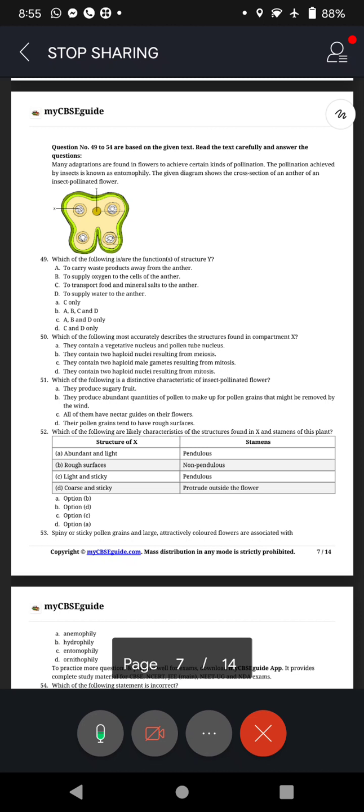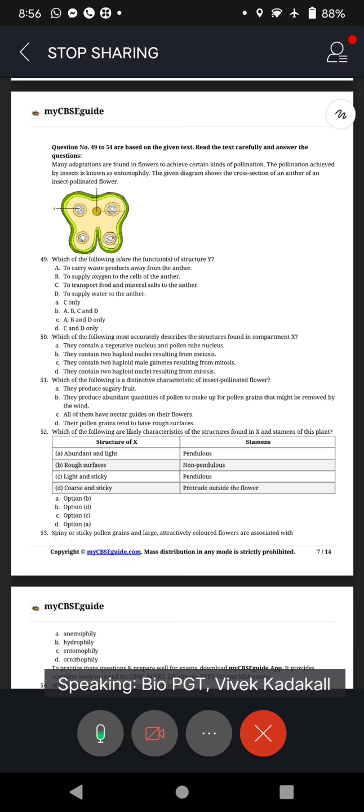Question number 50. Again, answer is D. They contain two haploid nuclei resulting from mitosis. X contains pollen grains, as you are seeing in the diagram. A pollen grain contains two haploid nuclei, haploid n number, resulting from mitosis, that is a generative nucleus and vegetative nucleus.